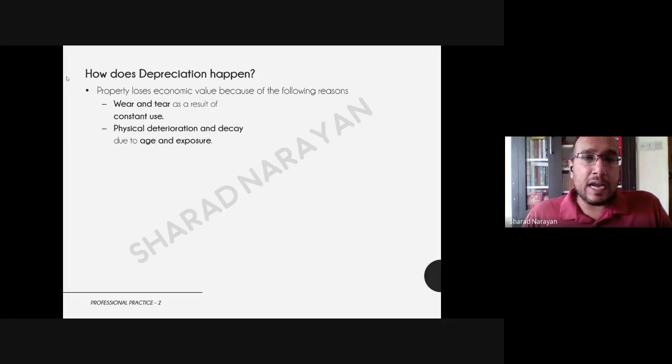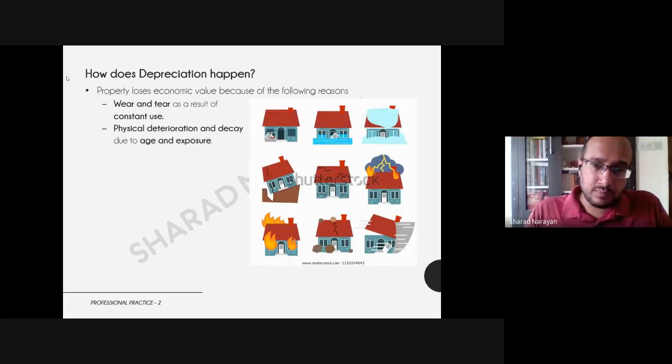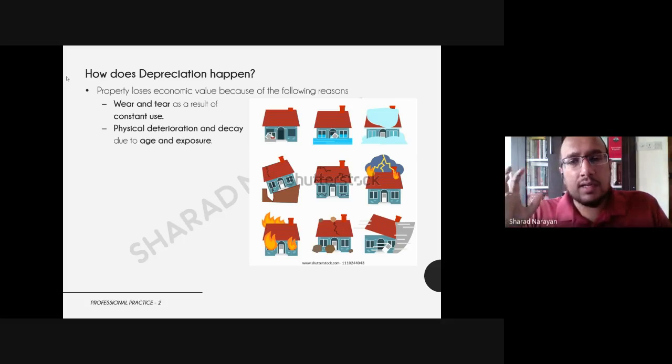Physical deterioration and decay due to age and exposure. Depending on the kinds of elements and the kind of deterioration that happens due to physical conditions, your entire building may deteriorate and decay. So this is indicative of all the things that can cause some kind of problems for the built structure.